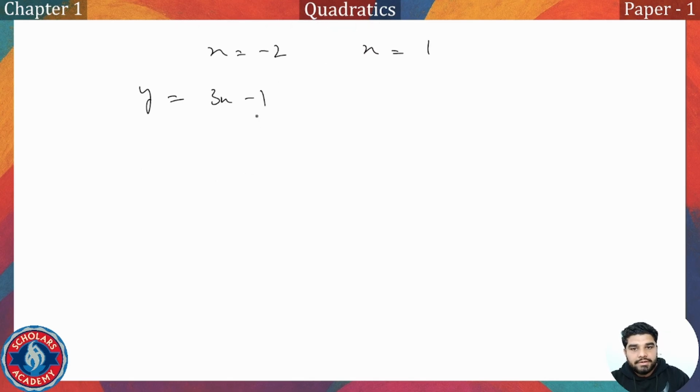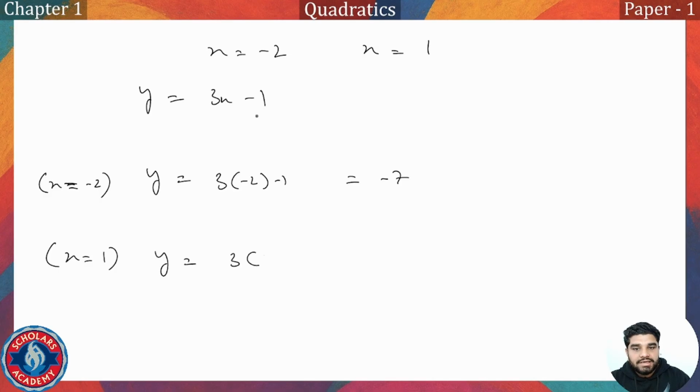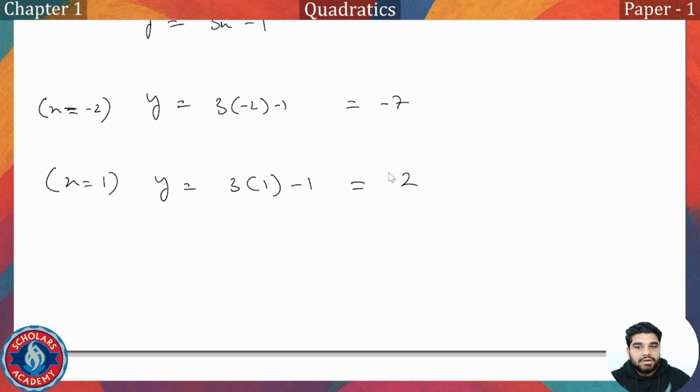Substitute these values of x over here, we get y is equal to 3 times negative 2 minus 1, that gives us negative 6 minus 1, that is negative 7. This is for x is equal to negative 2. And if we check for x is equal to 1, we get y is equal to 3 times 1 minus 1, that is 3 minus 1, 2. So our coordinates for the solution are negative 2 comma negative 7 and 1 comma 2.